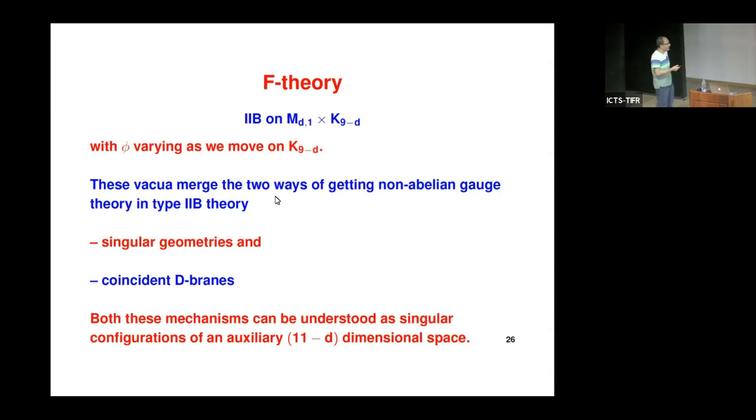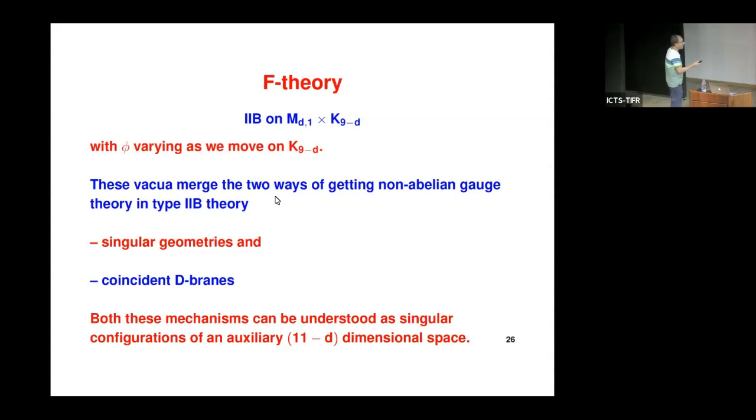The only novelty about this class of solutions is that the scalar field phi, which sets the strength of the coupling constant, actually varies as we move on K_{9−d}. And it varies in a non-trivial fashion. In some region of K_{9−d}, the scalar field is large and positive, which means it becomes strongly coupled.